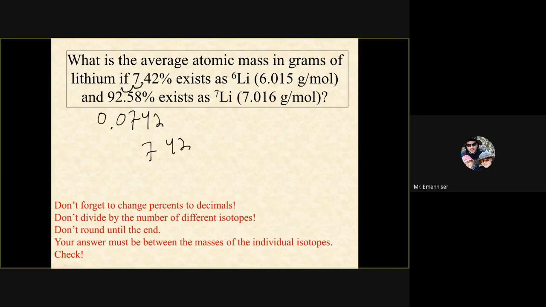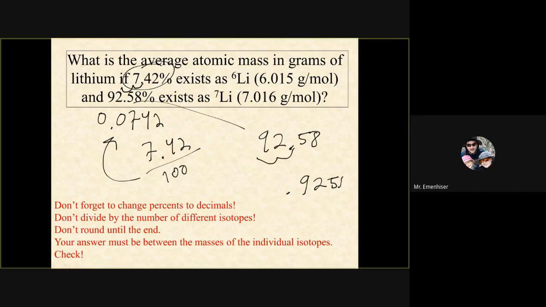That's 7.42 out of 100, right? If I did 7.42 divided by 100, I get that number. So what you can do when you get your percent is just move the decimal place 2 places. Like this one. This one is 92.58. Just grab that decimal and move it 2 places right there. 0.9258. And that'll be my percent abundance that I put in my equation.